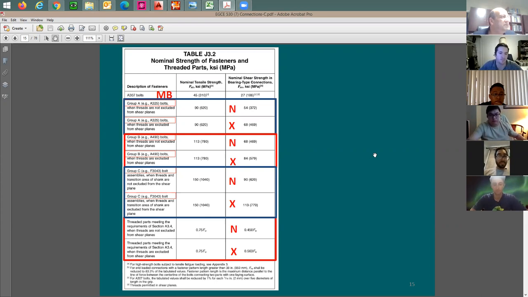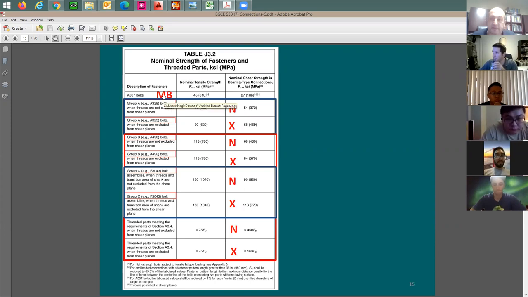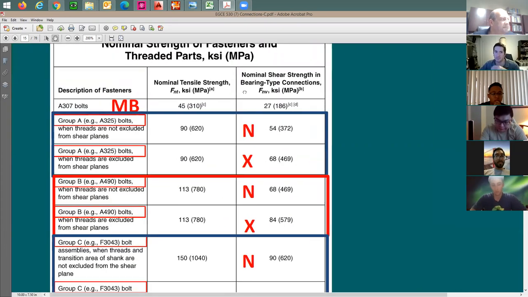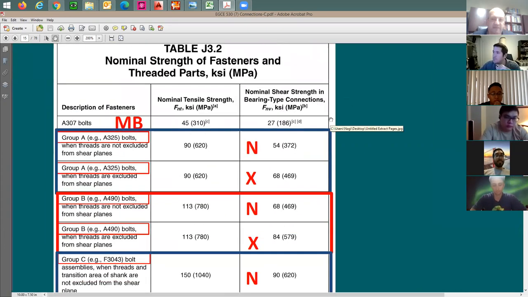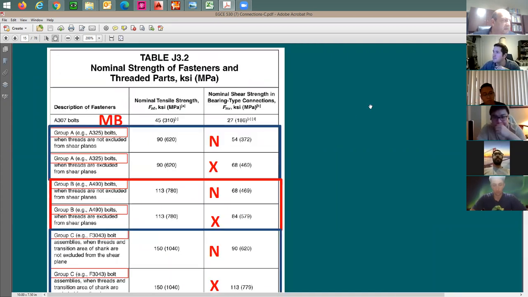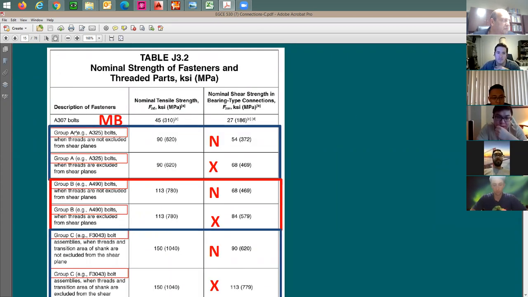Yes. So we discussed in this Table J3.2 different fasteners. We said that you are going to have the conventional or regular bolts. This is what you call here machine bolts, the A307, if I may zoom in here. And then we said we have high strength bolts in three groups. The first one is Group A, then Group B, and then Group C.